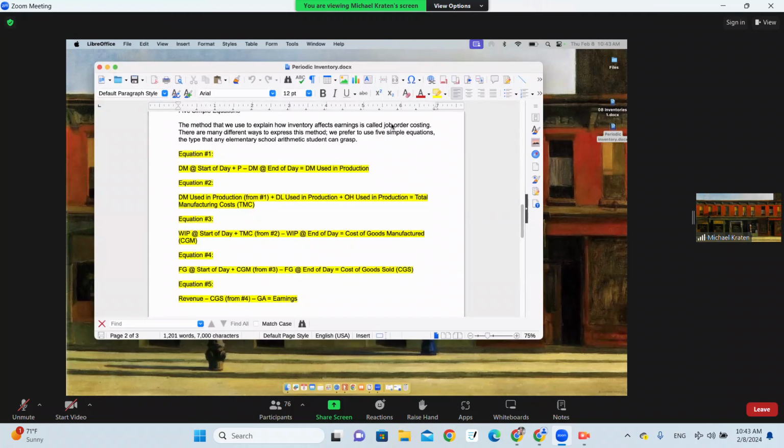But for purposes of this class, the intermediate definitions, the classic definitions, overhead represents items used in production. If that wasn't the case, then equation 2 would be incorrect. Overhead would not be part of total manufacturing costs, but overhead is part of total manufacturing costs because overhead is used in production.